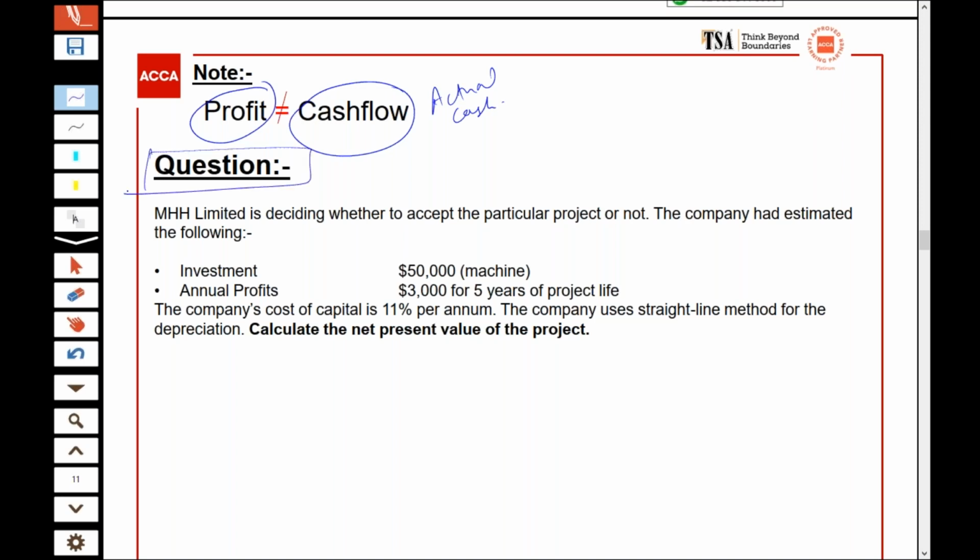Read this question kindly. It is asking you to calculate the net present value of the project. Again, we need to calculate the net present value.